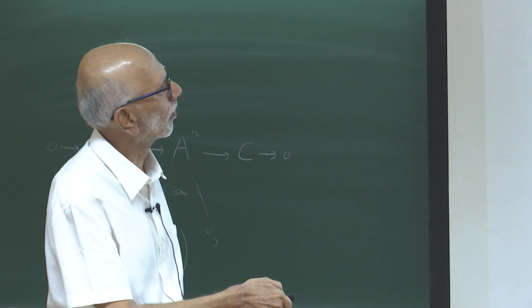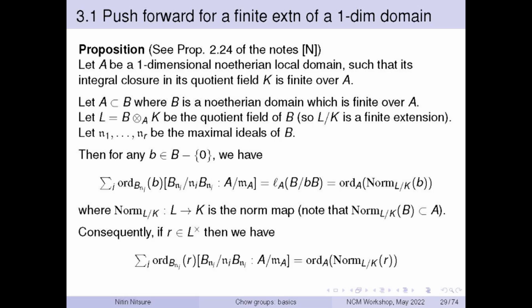So I want to know how much this element b vanishes. This is this length. B is not exactly a free module over A, you may say, but then B is a submodule of the function field L, which is a finite extension of K, and I can always choose a linear basis for L over K whose elements are in B. So it's almost like a free module, almost, not quite.